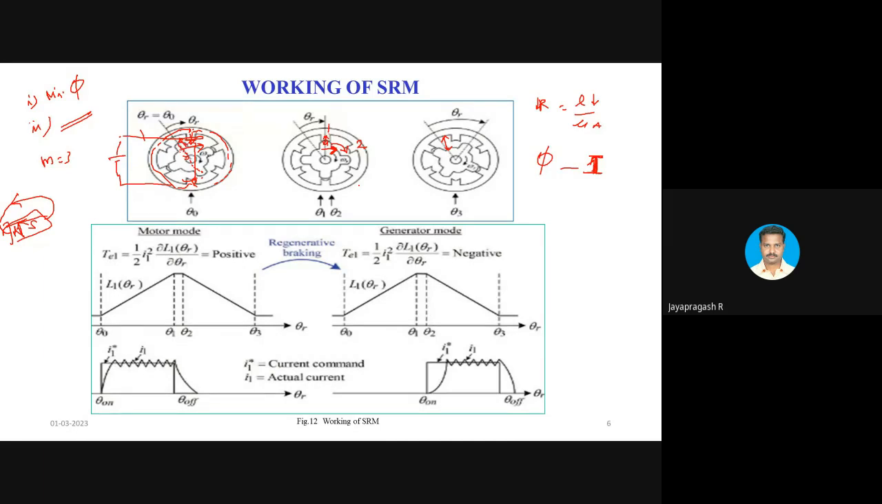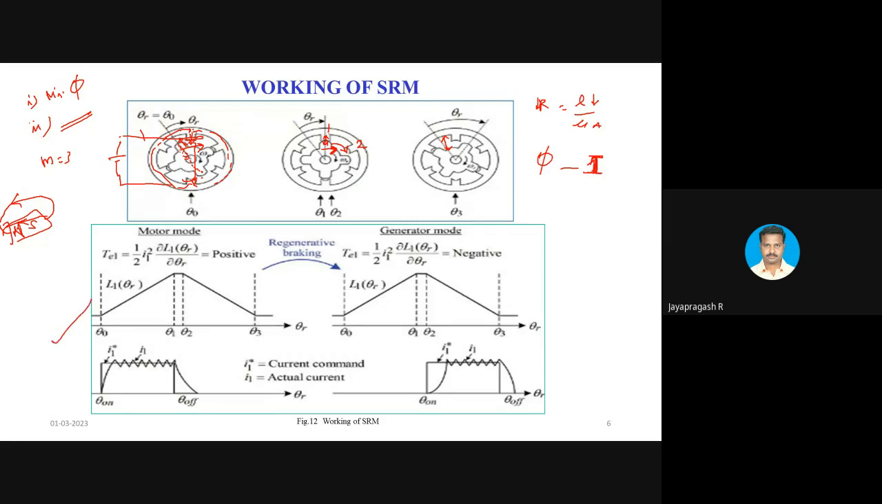Similarly, if you are using the switched reluctance motor for electric vehicle application, certainly we have to apply brake. So implementing the regenerative braking mode of operation using an electric motor in the electric powertrain is very, very important. So your switched reluctance motor also should possess reversible characteristics. Of course, it possesses reversible characteristics. You can understand from this.